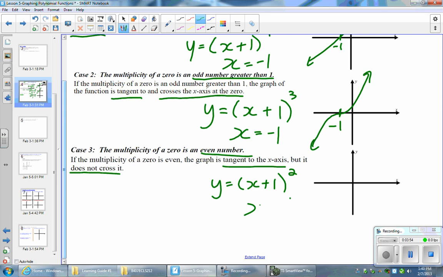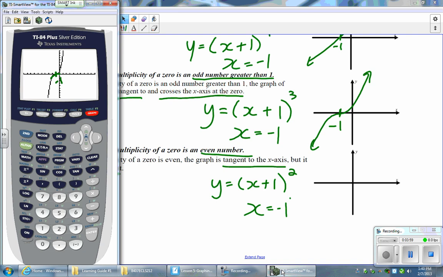We still have the same zero, x is equal to negative 1, but obviously the behavior of the graph at that point is going to be a little different than my last two examples. So go into your calculator, clear whatever you had in there. We still are using x plus 1 as our factor, but our exponent, our multiplicity in this case, is going to be even, and we have chosen 2. So if we graph it, we have a quadratic graph, which is also known as a parabola. Look what happens at its x-intercept, or its zero. At that point, it's tangent to the x-axis, but it does not cross it.